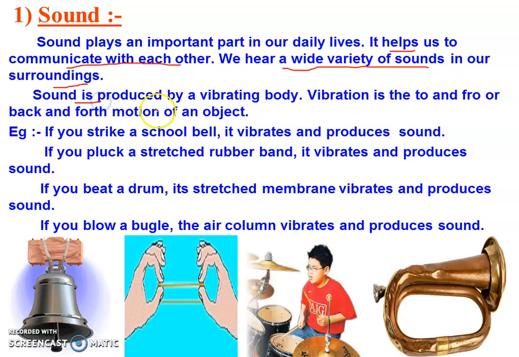Sound is produced by a vibrating body. Whenever a body is vibrating, it produces sound. Vibration is due to the to and fro, back and forth motion of the body. Whenever a body is moving to and fro, this motion is called to and fro. When an object moves about its mean position, that is called to and fro. This motion is also called back and forth.